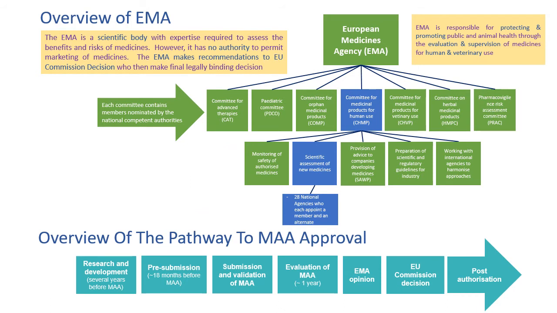So what is EMA? EMA is the European Medicines Agency, which is a scientific body with the expertise required to assess the benefits and risks of medicines. However, it has no authority to grant marketing authorization for any medicine. It just gives a recommendation to the EU Commission, and then finally the EU Commission makes the decision on the marketing authorization.